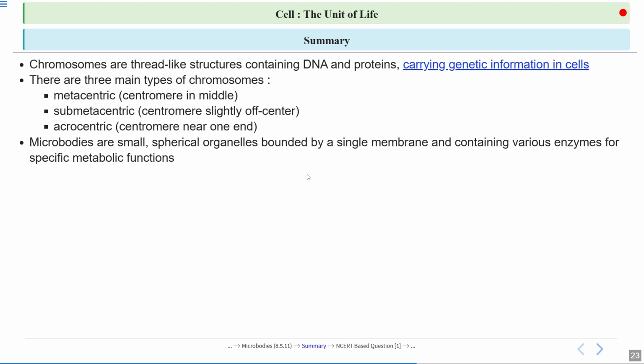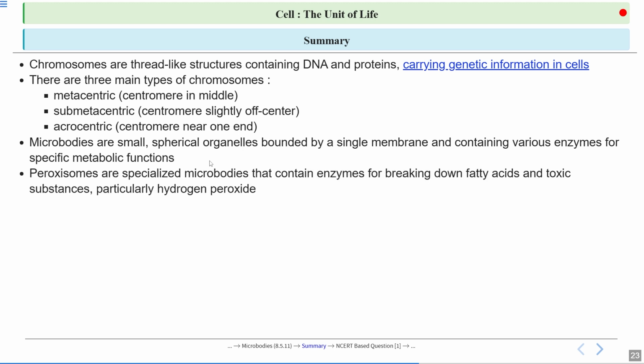Okay, they are bounded by a single membrane only. They contain various enzymes for specific metabolic functions. So there are different functions of peroxisomes and glyoxysomes. Peroxisomes are involved in photorespiration. Glyoxysomes carry out the glyoxylate cycle. Peroxisomes are specialized microbodies that contain enzymes for breaking down fatty acids and toxic substances like hydrogen peroxide.